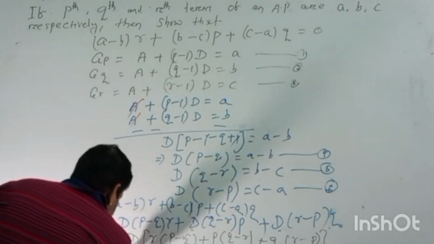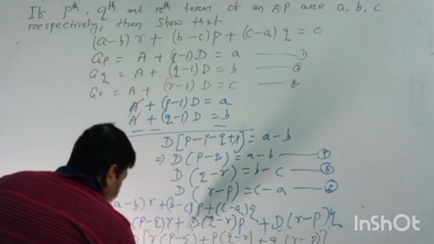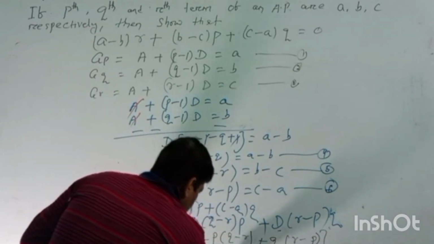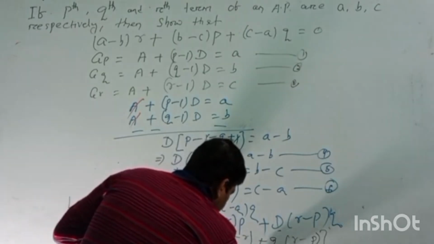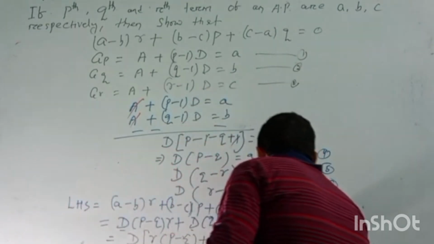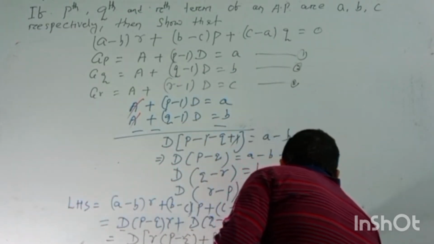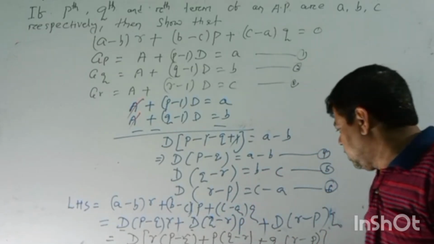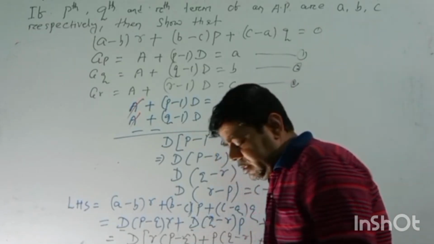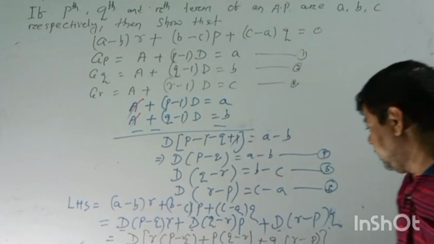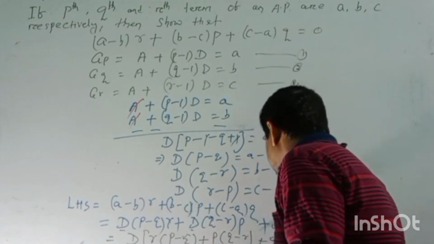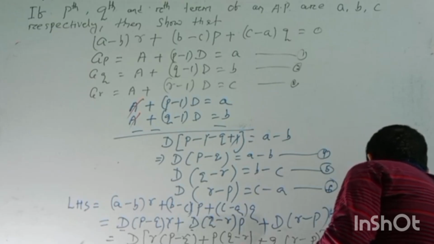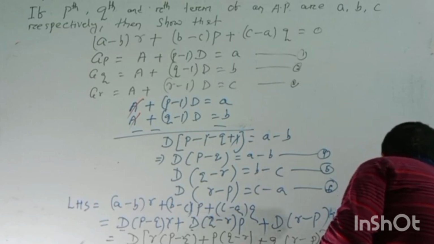So that implies D into [PR − QR + PQ − PR + QR − PQ]. Now PR minus PR cancels, minus QR plus QR cancels, plus PQ minus PQ cancels, and it will be D into 0 equal to 0, which is the RHS.